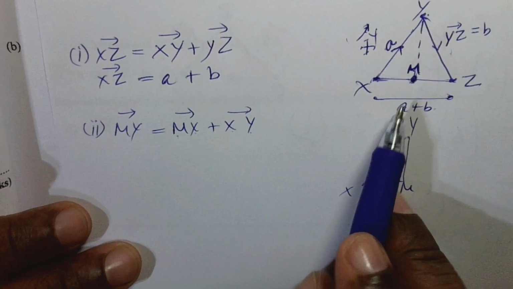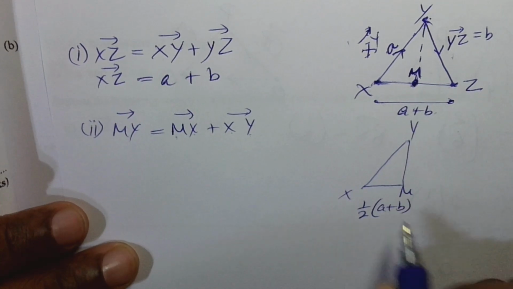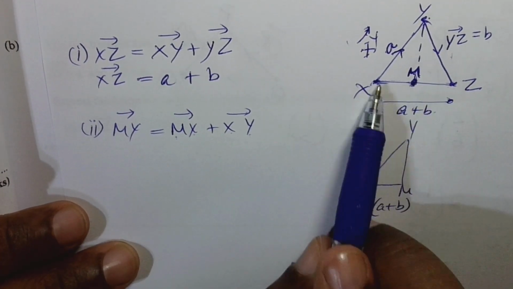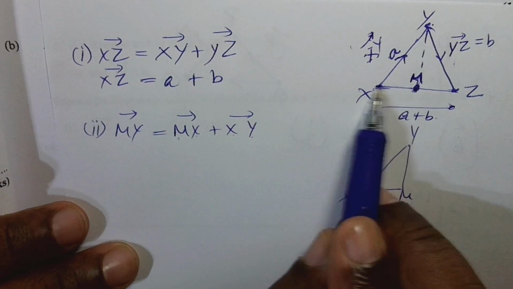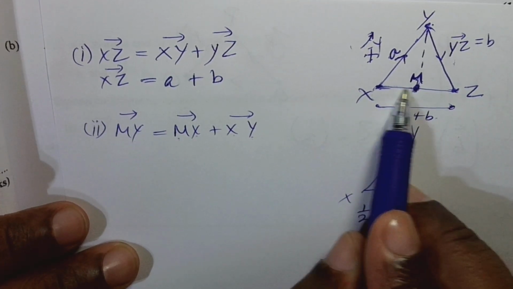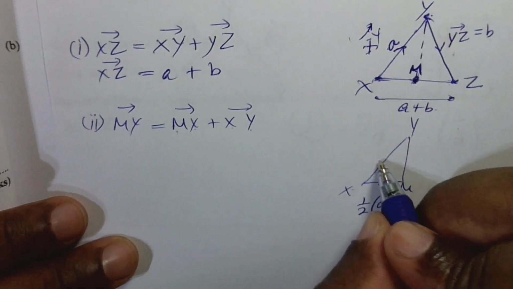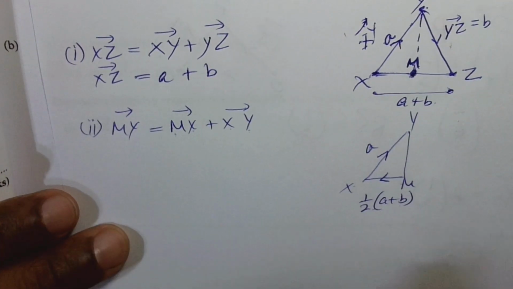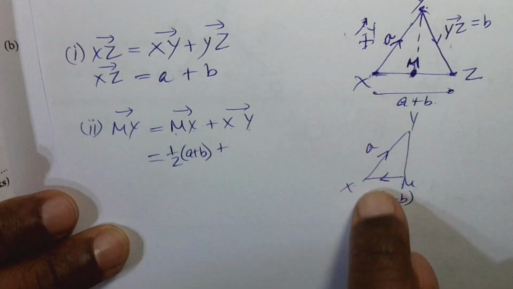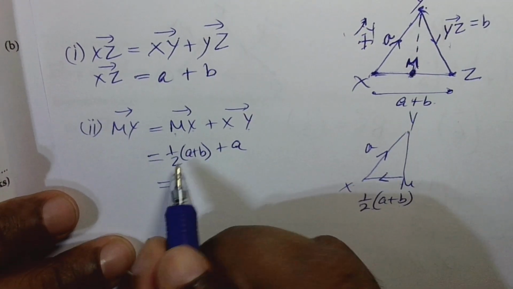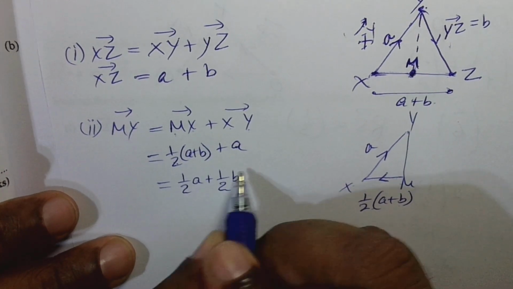Since this is vector A plus B, then from here to here will be half of it, half of A plus B. Think of this as 10 meters. From here to here will be 5 meters, if this is the midpoint. So it'll be half of it. So whatever value this is, from here to here will be half of it. Now from here to here is A plus B, then from here to here will be half of A plus B. So we're going from M to X, which is half of A plus B, and then going from X to Y, we already have that as A. So MY is half of the vector A plus B added to vector XY, which is A. We can simplify that. Half times A will be half A, half times B will be half B, plus A.